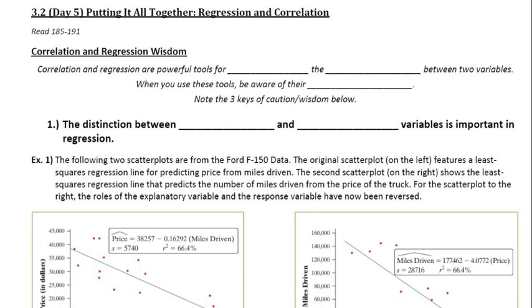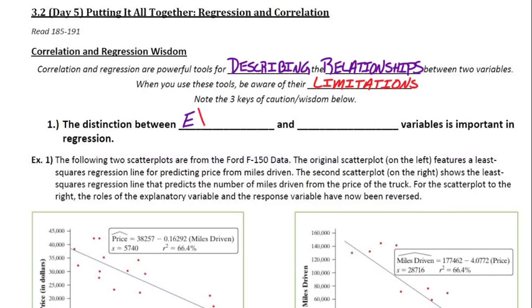3.2 Day 5 notes. We're going to connect a few dots for linear regression, hence the title, Putting It All Together. So, in terms of our wisdom, the first part: correlation and regression are powerful tools for describing the relationships between two variables, but you should be aware of their limitations. And there's three key ideas we're going to talk about.